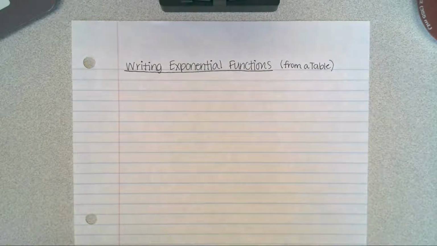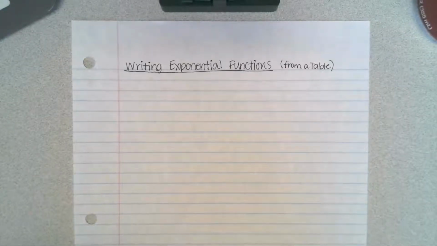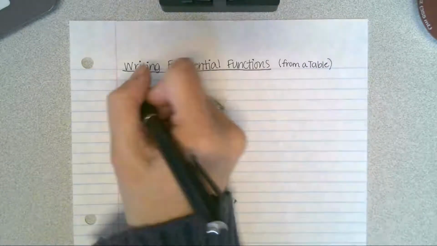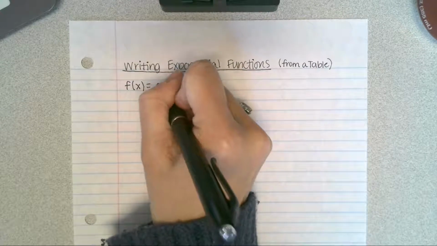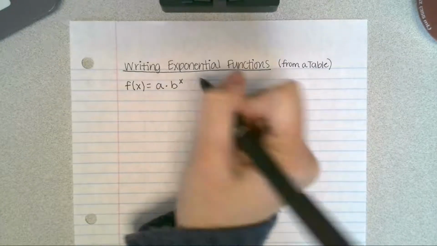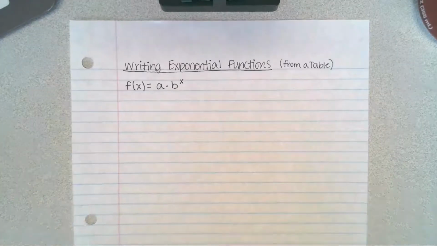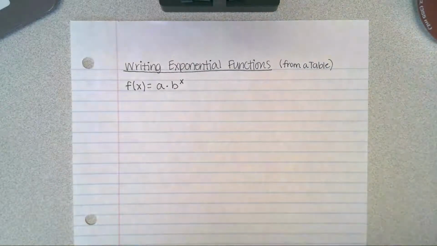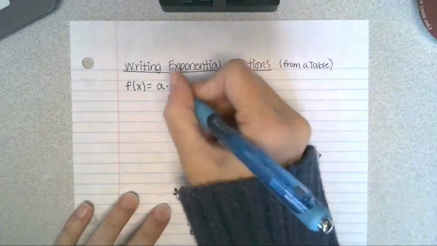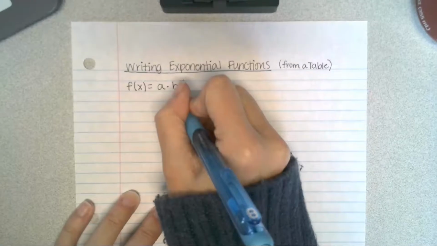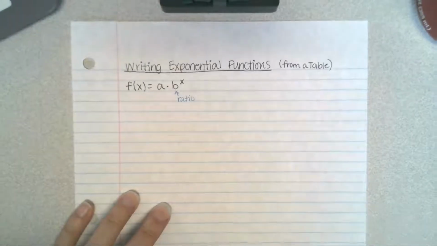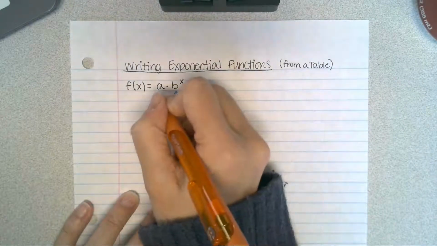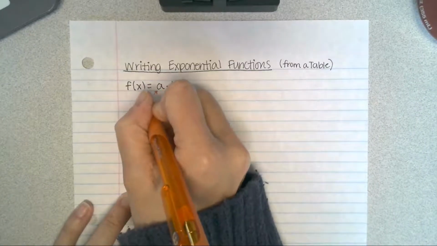Today we are writing exponential functions from a table. So we're going to go ahead just to have written down again the regular form for an exponential function. F of x equals a times b to the x. We remember b was our ratio, which is the number that's being multiplied every single time, and then a was our y-intercept.